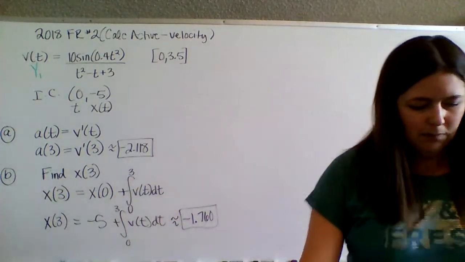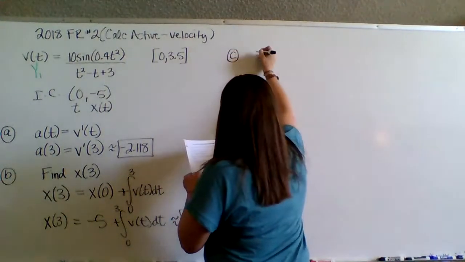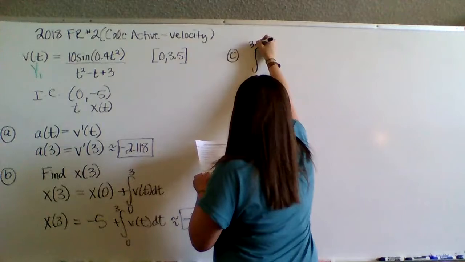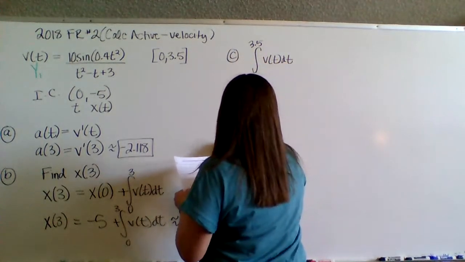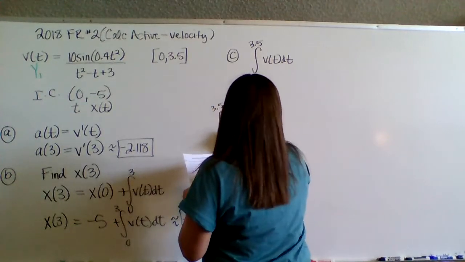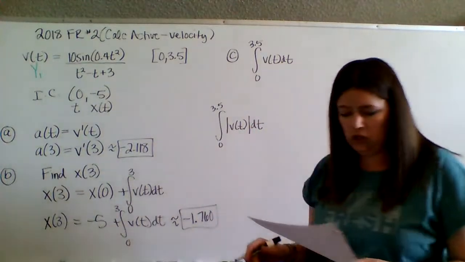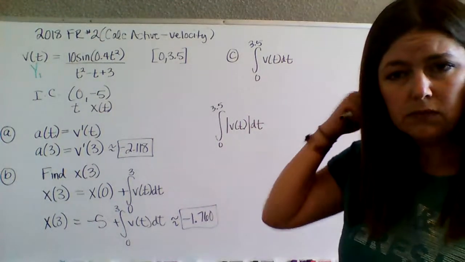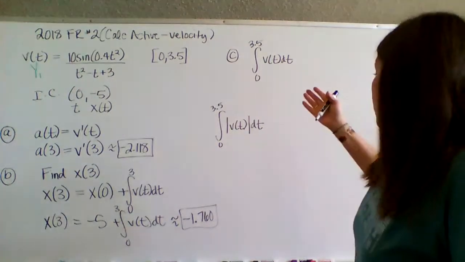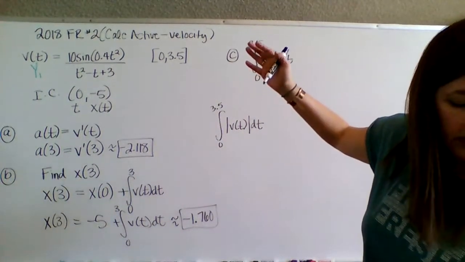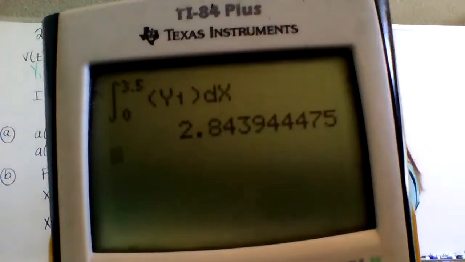All right, continuing. Moving on to this velocity problem. So part C. Part C says to evaluate the definite integral from 0 to 3.5 of v of t dt, and evaluate the definite integral from 0 to 3.5 of the absolute value of v of t dt, and interpret the meaning of each integral in context of the problem. So we know we stored v of t already in y1. This is just a definite integral, so we're just going to math 9 this on our calculator. And we're going to get this answer, which I got 2.844.